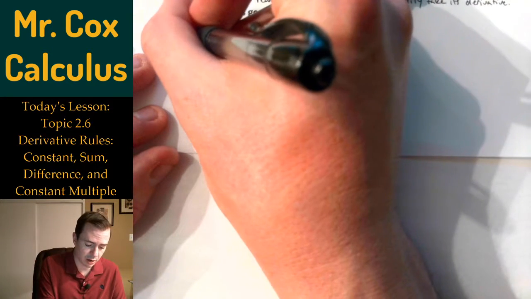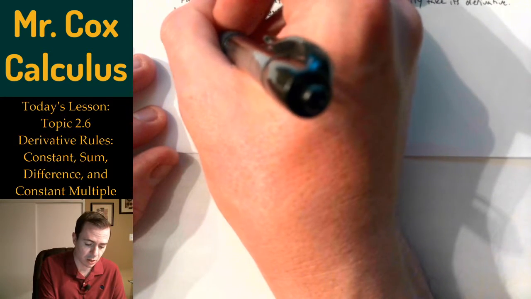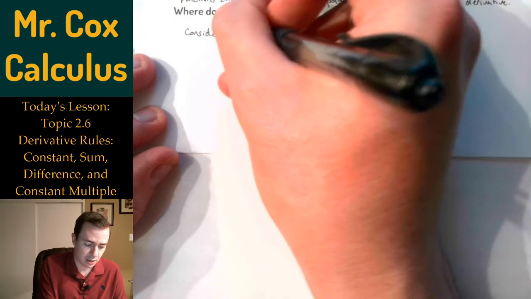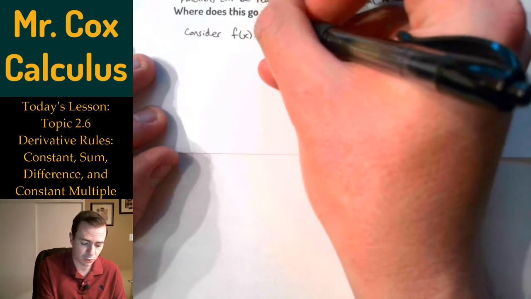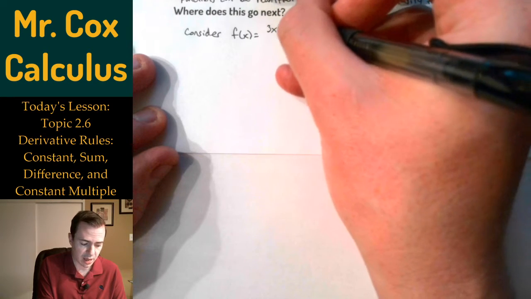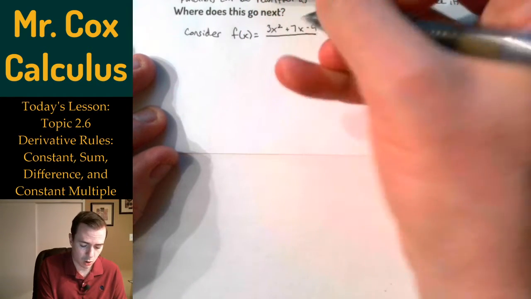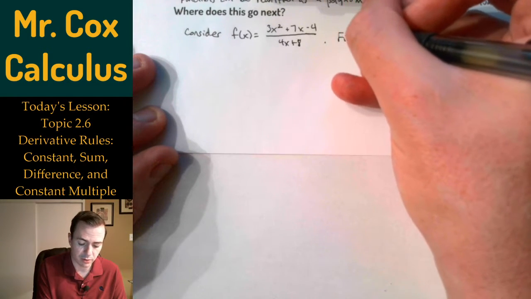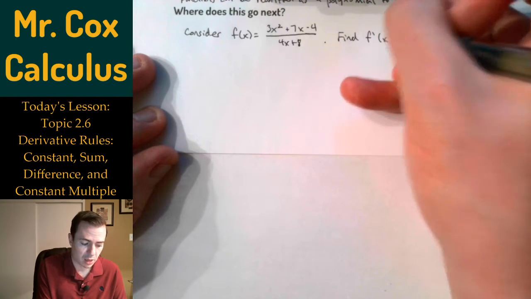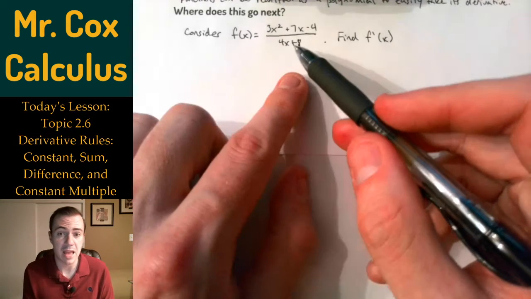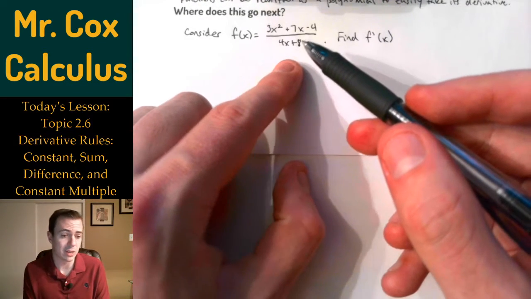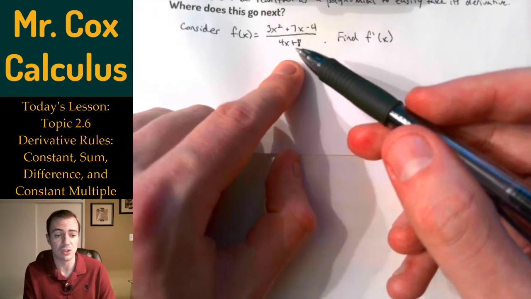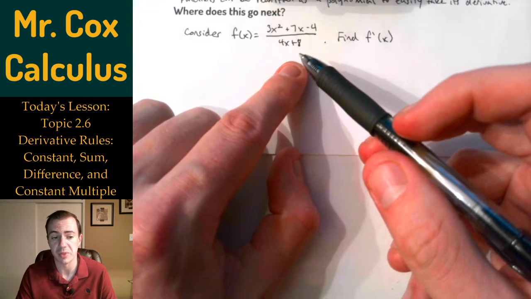So let's take a look at a function. Let's consider the function f of x equal to (3x squared plus 7x minus 4) all over (4x plus 8). And let's say that I want to find f prime of x. Well, now remember, when we did the splitting up the rational function, I can do that if there's only a single term in the denominator.